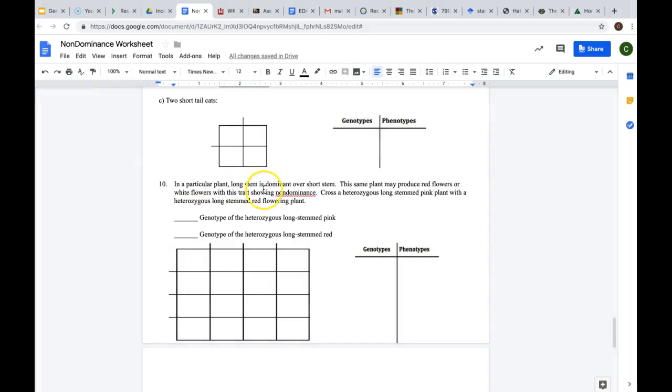All right, so in a particular plant, long stem is dominant over short stem. I already said that. Let me fix this real quick. Long stem dominant over short stem. So we'll just call this L, and short stem will have to obviously be 2 recessive alleles. Same plant may produce flowers of red or white. So this is R, and then W.